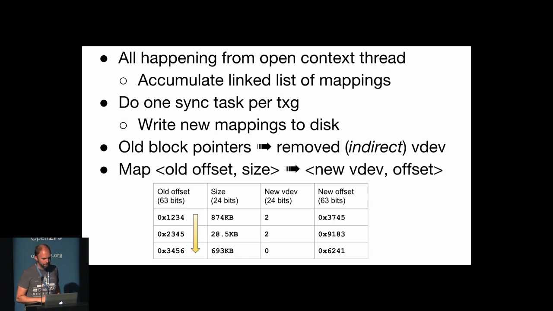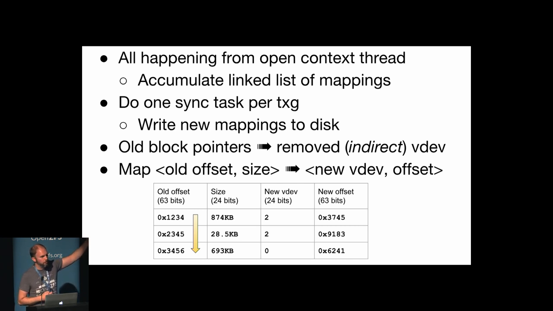Okay, the mapping. So why do we need a mapping? Well, as we mentioned, we are not finding all the block pointers. We're just finding the allocated space. So all those old block pointers still refer to the device that we're trying to remove. When we get a ZIO read, it's going to say ZIO read, device ID 0. Oh, that's gone. What do we do? Well, we need to know where we should read from. So we keep this mapping.